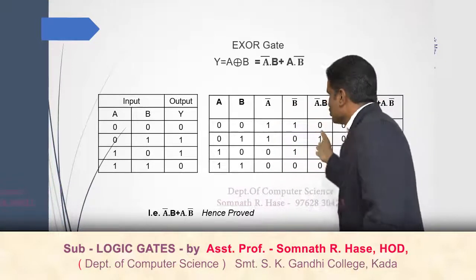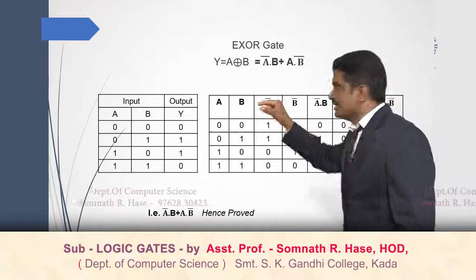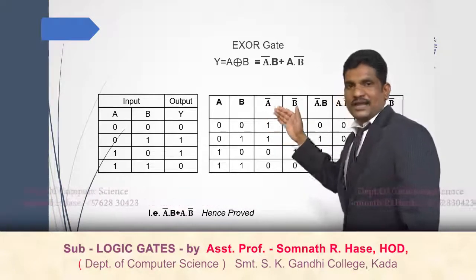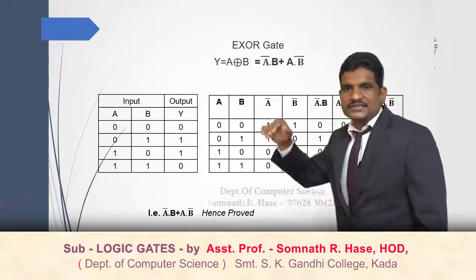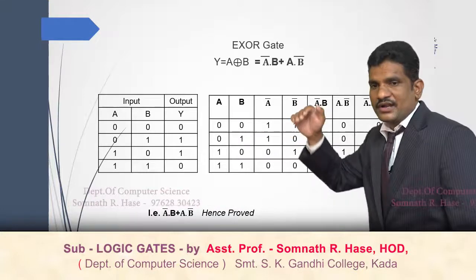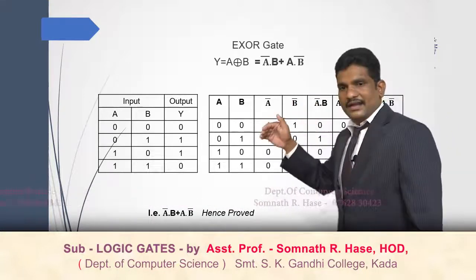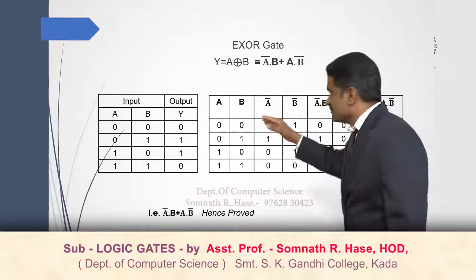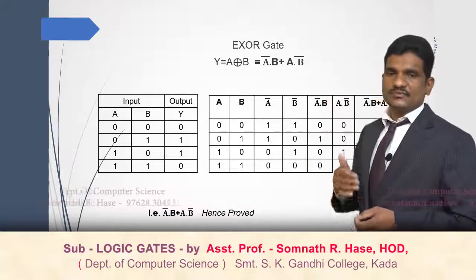We can see in both these tables, we can prove it: the output in the last column y and also in the other are identical, and hence we have proved the Boolean expression A not B plus A not B. Here we can see both these columns are identical, and hence the gate is proved.